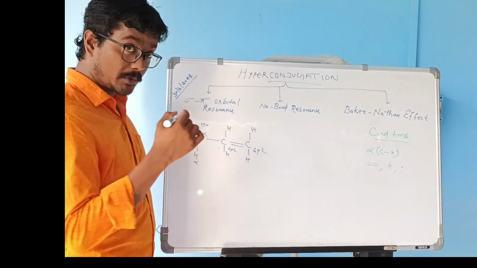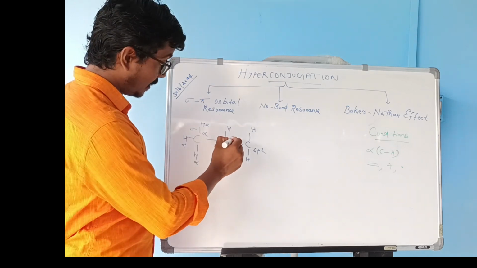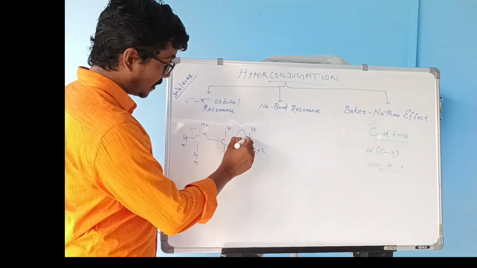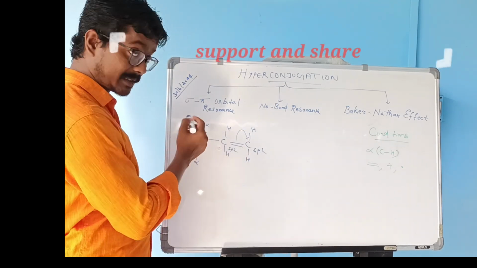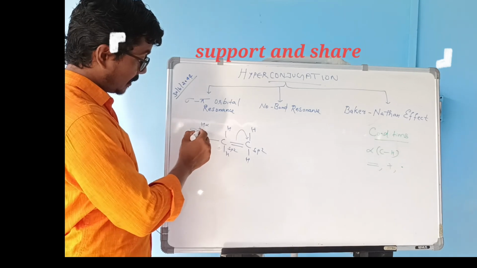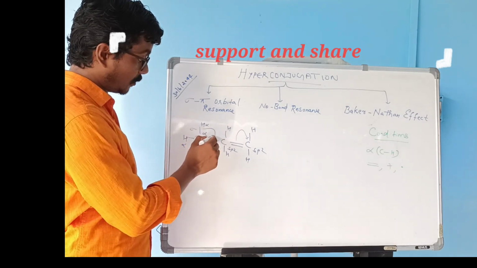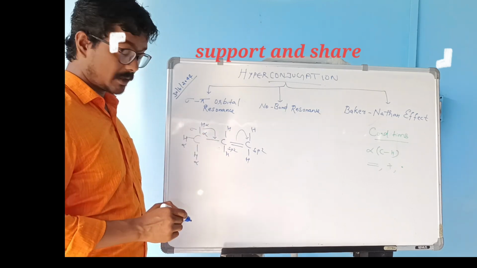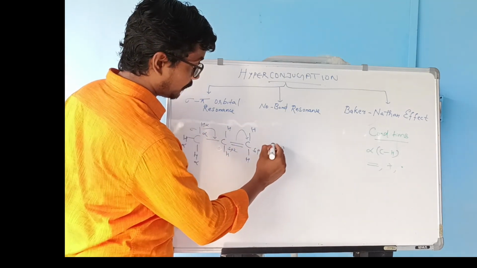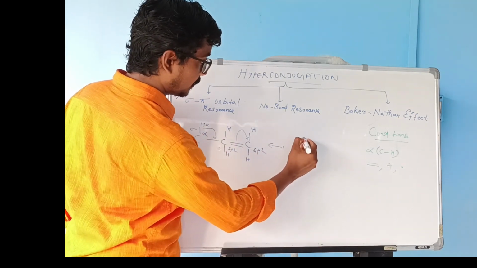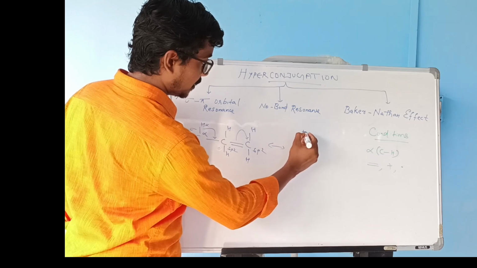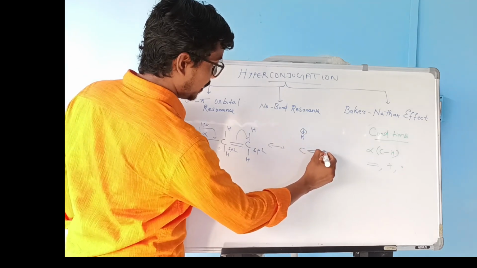So what is going to happen in hyperconjugation? This double bond will shift to here. As a result, the sigma electrons between carbon and hydrogen will shift to here, which results in a carbon with H plus and a double bond here.